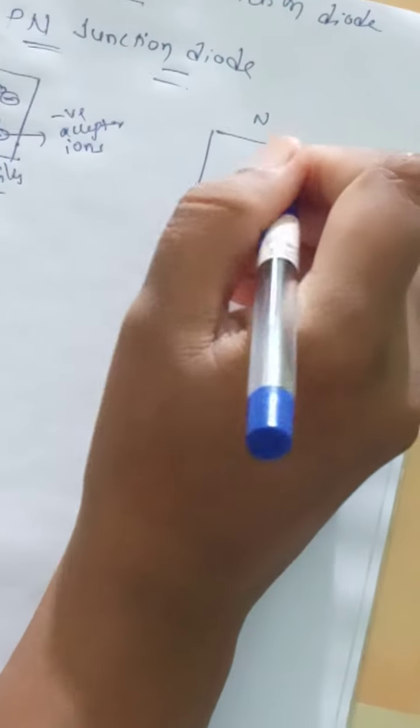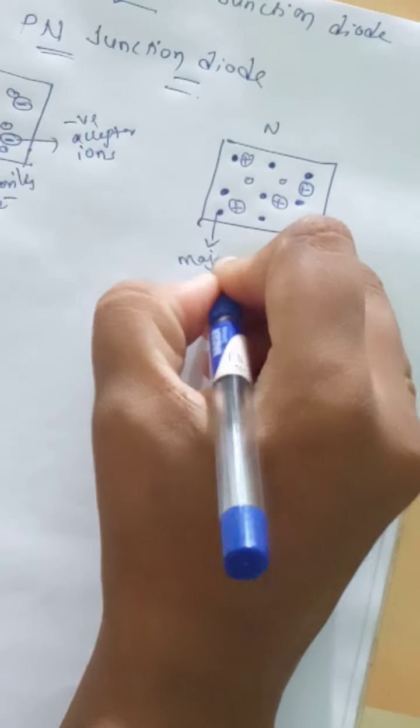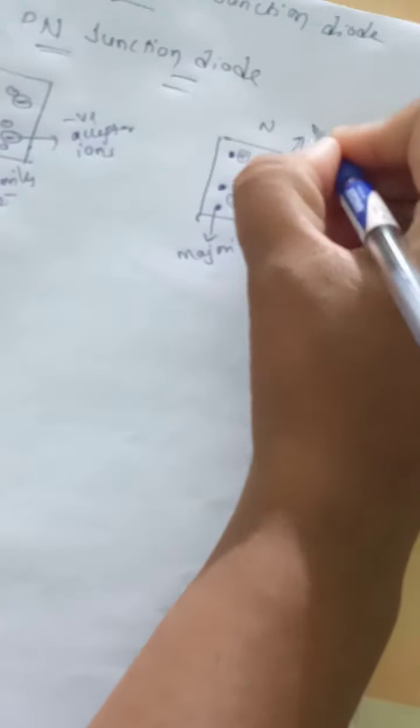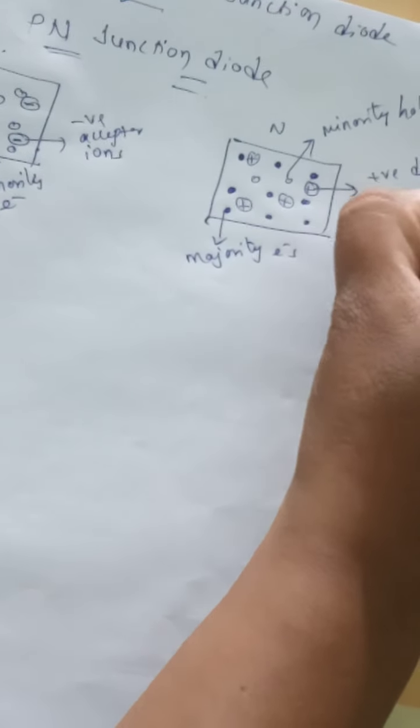Similarly, in n-type we have majority carriers as electrons, minority carriers as holes, and positive donor ions. So these are the majority electrons. Now these are the minority holes, and these are the positive donor ions.